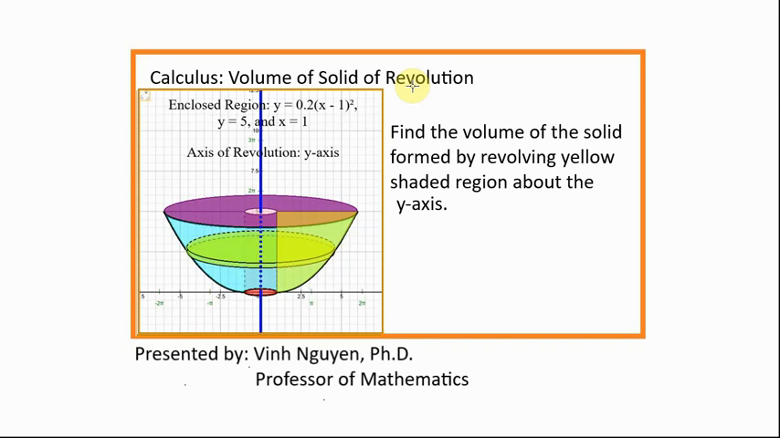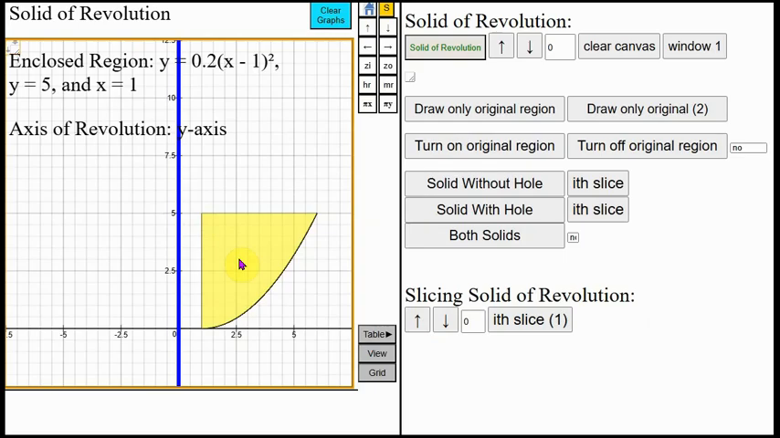This video is on solid revolution, and I have this yellow region right here, and I'm going to revolve it about the y-axis, and I want to find the volume of the solid of revolution. And so here, this is our yellow region again. It is bounded by the line x equal to 1, the line y equal to 5, and the graph y equal to 0.2(x minus 1) squared.